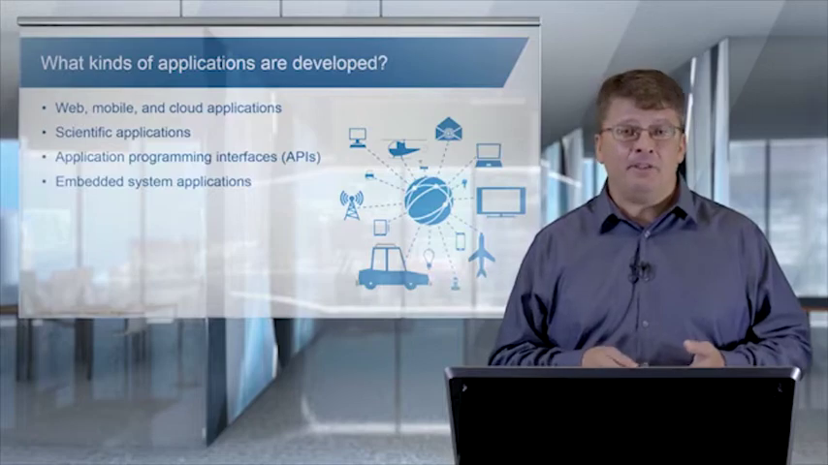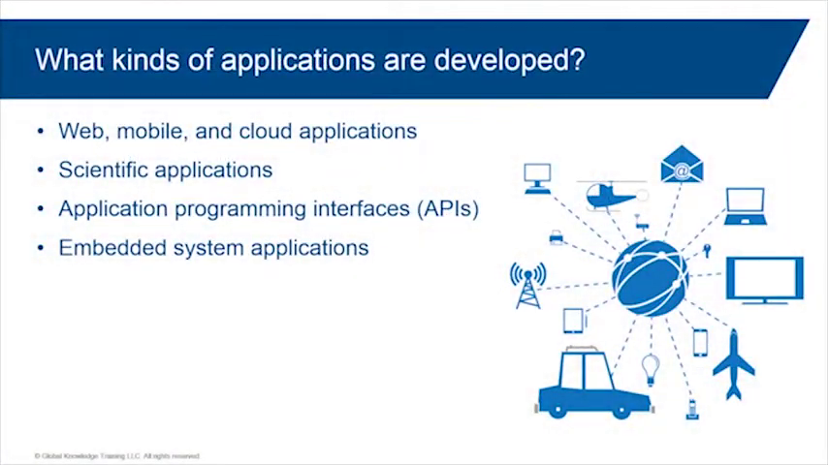We also have embedded system applications. These are not visible to most people, but you probably use one. If you have a car, or if you've ever been in a car with the ability to establish cruise control, there was an embedded system application that was actually running the program that kept your car at a constant speed.